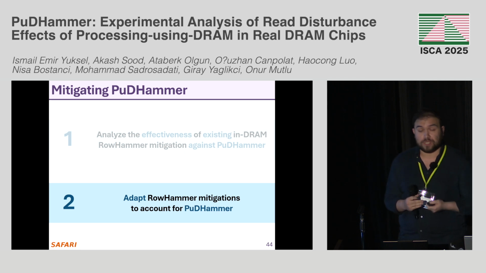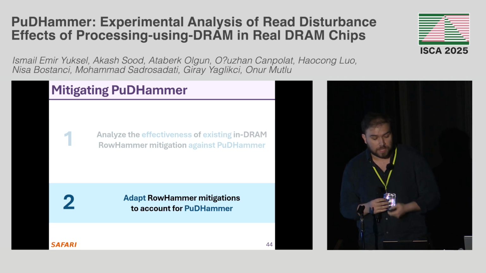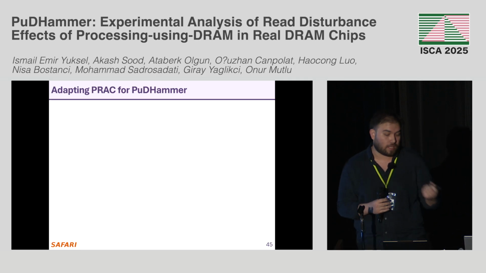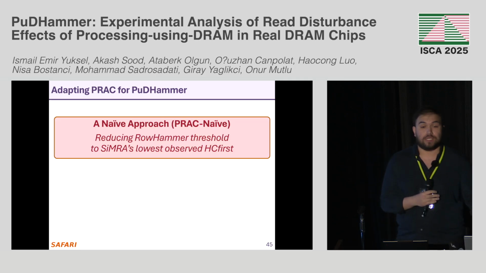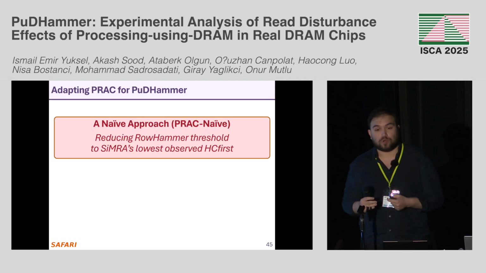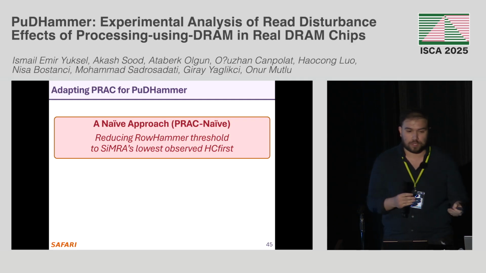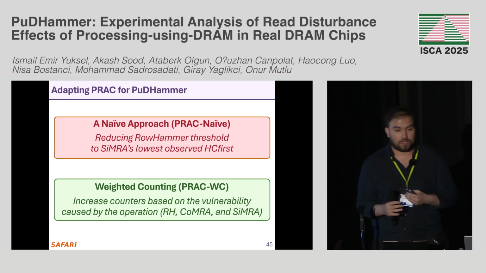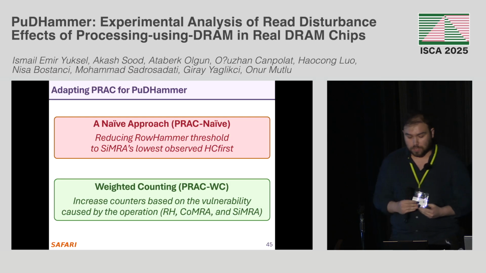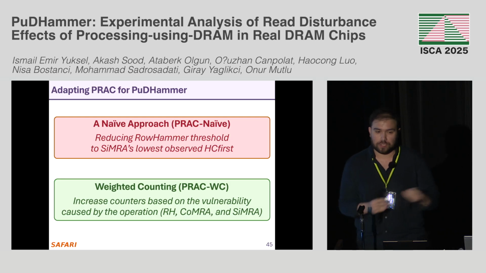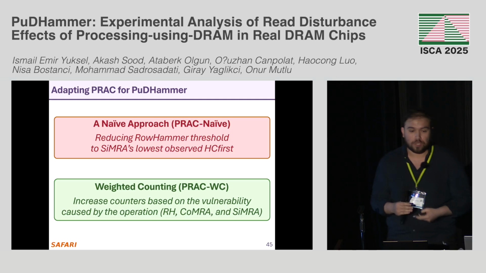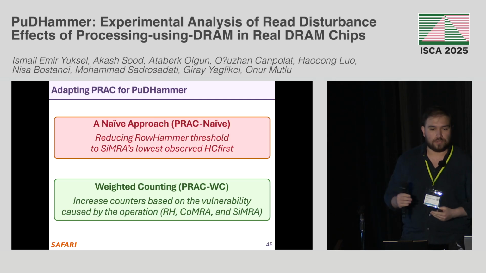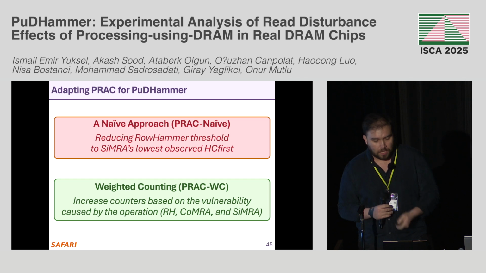And we try to adapt RowHammer mitigations to account for PuDHammer bit flips. We chose PRAC to show an example here, and we take, again, two approaches. One is a naive approach where you reduce the RowHammer threshold to SIMRA's lowest observed threshold, for example, from 4,000 to 20. And the other one is weighted counting. You increase each PRAC counter based on the vulnerability caused by the operation: RowHammer, COMRA, and SIMRA. For example, a normal DRAM activation will increase the counter by 1, while SIMRA will increase it by 100.